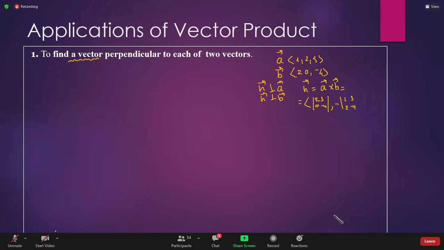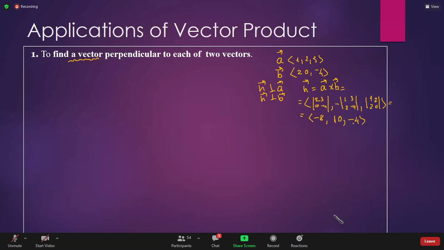And the third coordinate eliminated will give us the minor 1, 2, 0, which is minus 8, minus 0, minus 4, minus 6 is minus 10. Change sign, we get plus 10. And 0 minus 4 is minus 4. That is one vector perpendicular to both.